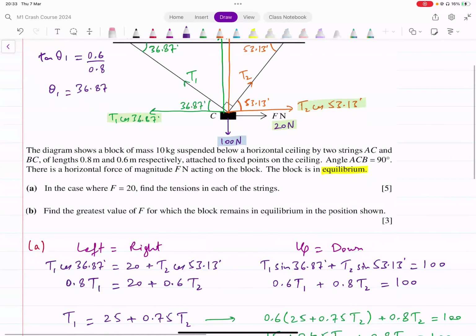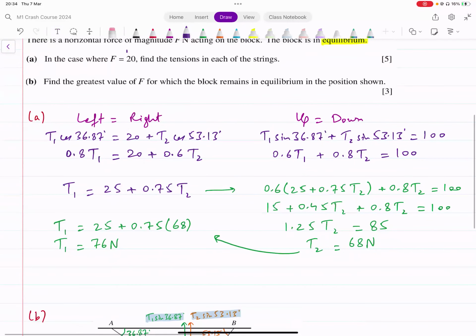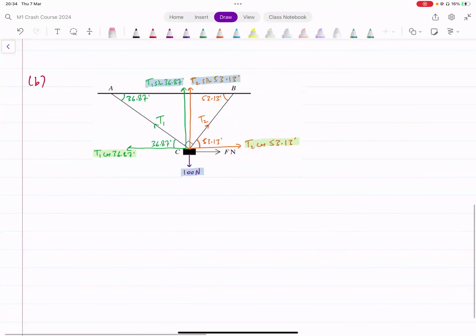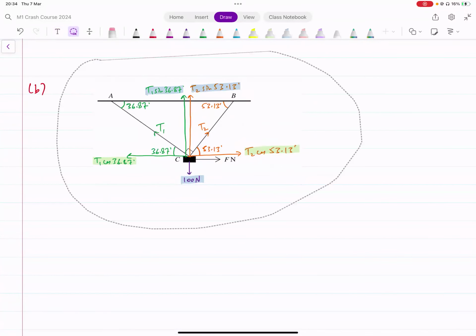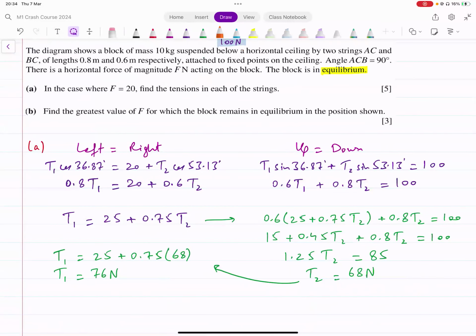Now in the second part, it says find the greatest value of F. The first thing you should realize is this value of F, 20 Newton, was only valid for the first part. It's not valid anymore for the second part. So you can't use 20 here anymore. This is not 20. This is just F now. We need to find the greatest possible value of this force F such that the block will remain in equilibrium in this position.